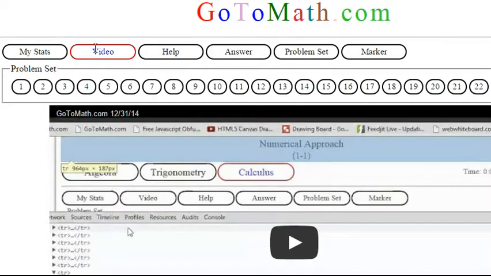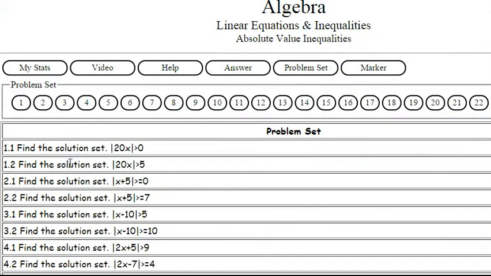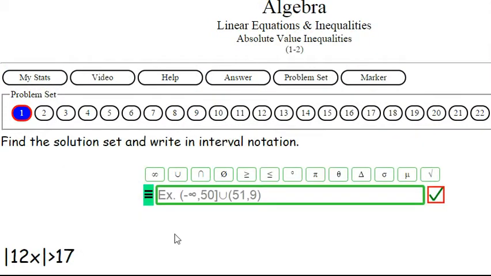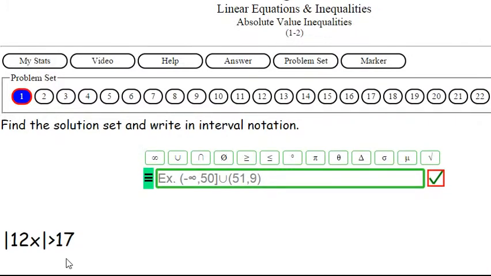Okay, so we're over here at gotomath.com working some algebra, and we're looking at absolute value inequalities, and let's do 1.2 this time, a lot like 1.1, except we got a little something different in here. So we want to find the solution set and write it in interval notation. We've got the absolute value of 12x is greater than 17. Right, so let's bring up the whiteboard.